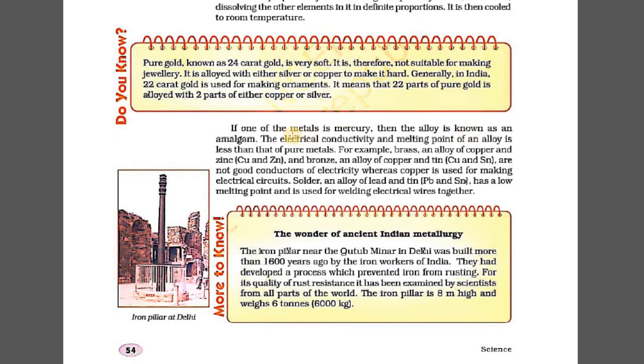For example, if mercury is the metal, then the alloy of the same is called amalgam. Here we will find a few examples of alloys: brass, which is an alloy of copper and zinc; bronze, which is an alloy of copper and tin. They are not good conductors of electricity, whereas copper is used for making electrical circuits because it is quite a good conductor of electricity. Solder is an alloy of lead and tin, which has a low melting point and is used for welding electrical wires together. So each and every line of NCERT is important.